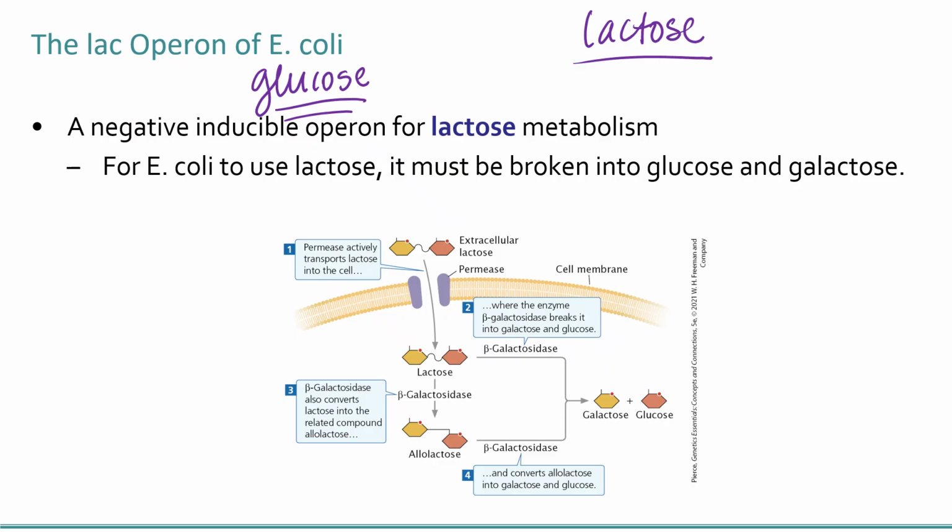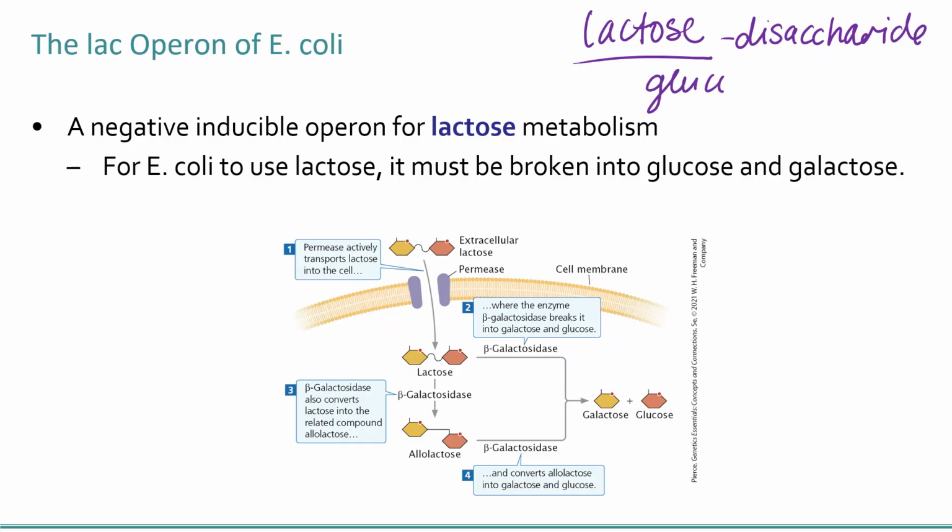So, as long as there's glucose, we're just going to use glucose and the cell is happy. But sometimes there is not glucose present. And so in order for the cell to keep going, it has to metabolize something else. E. coli can metabolize lactose because lactose is a disaccharide made up of glucose, which is a monosaccharide, and a second monosaccharide called galactose. Galactose is a similar sugar to glucose, but it's not quite the same. It's a little tiny bit different.